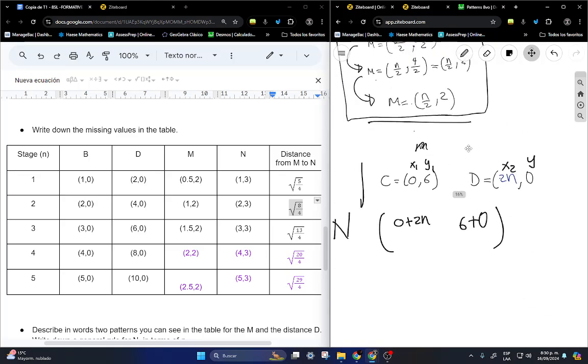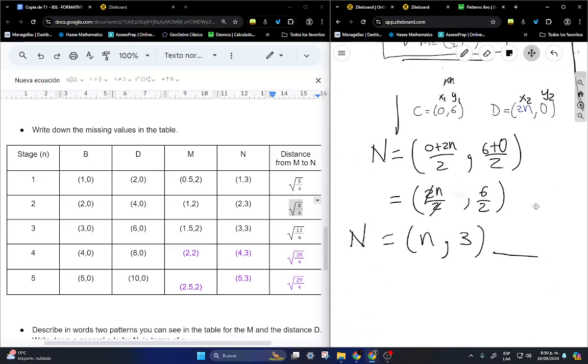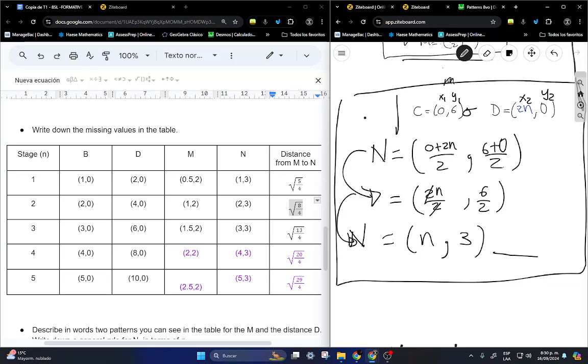Something similar could be said for the general rule of N, which, remember, is the midpoint between C and D. And C is fixed, which has these coordinates, but D, the x component of that, is changing in a linear way, and you can, if you want, write the process for the general rule of this part, and say, since n is the midpoint between C and D, you just use the formula of the midpoint, replace, simplify, and get to this general rule. And that would be the justification for n.